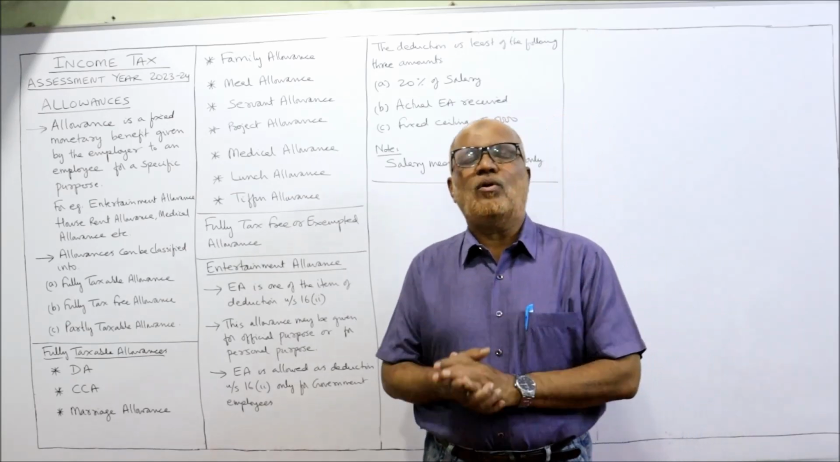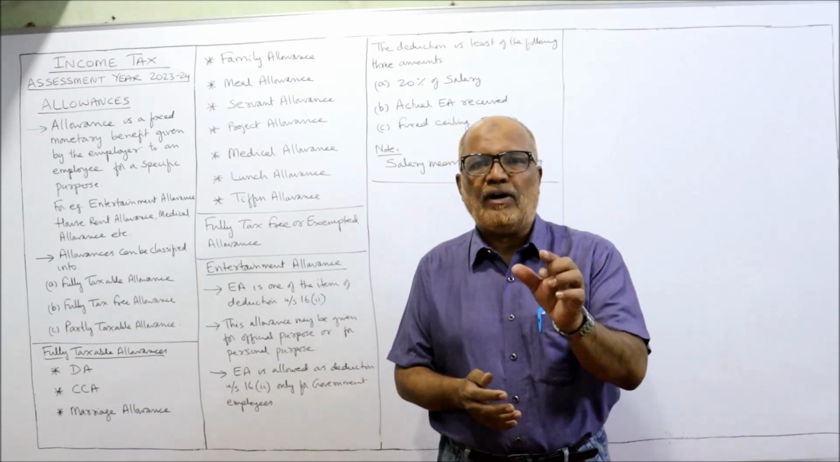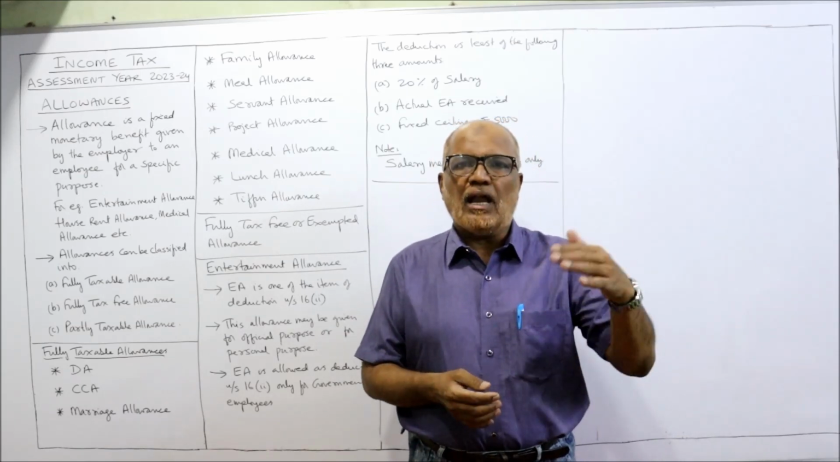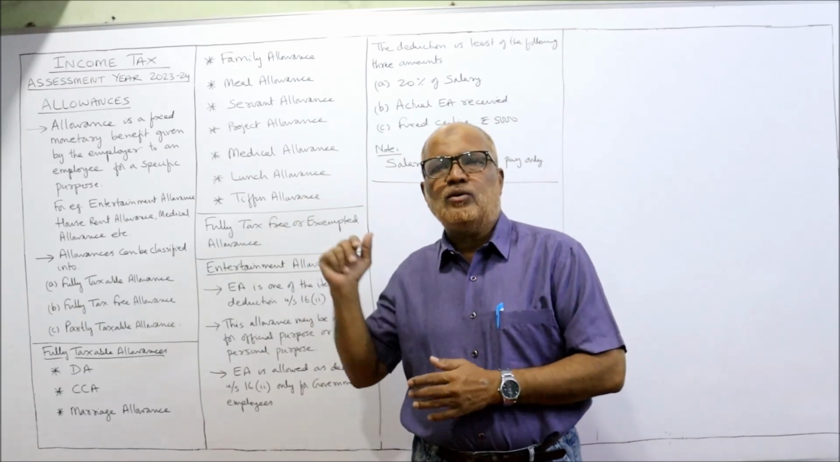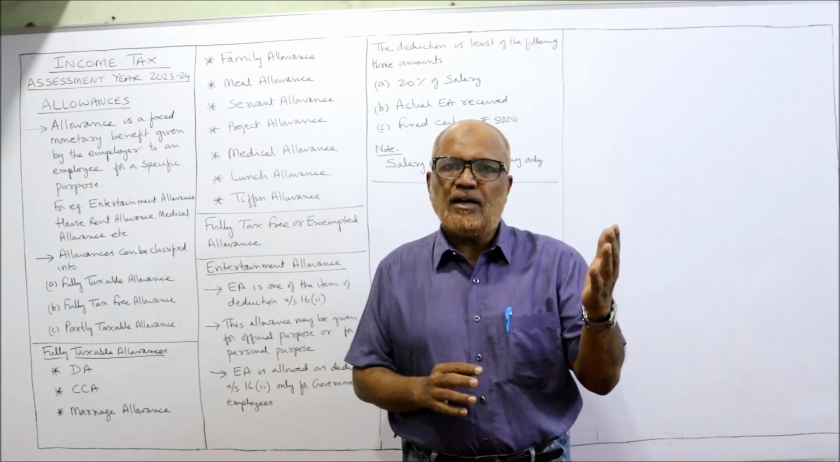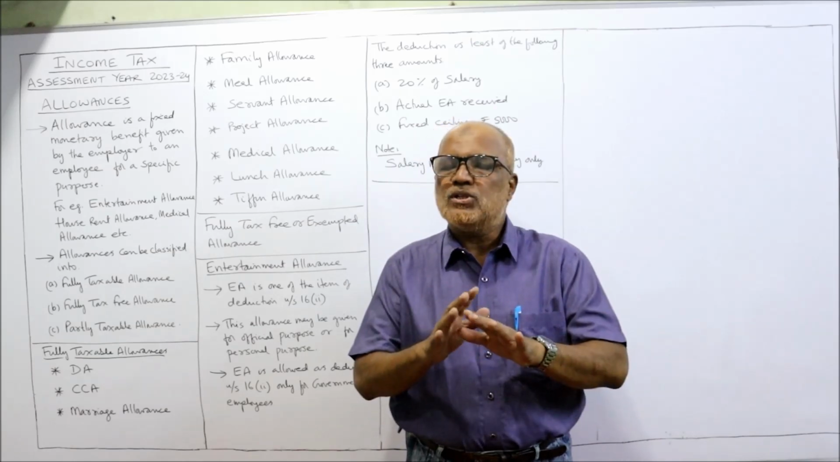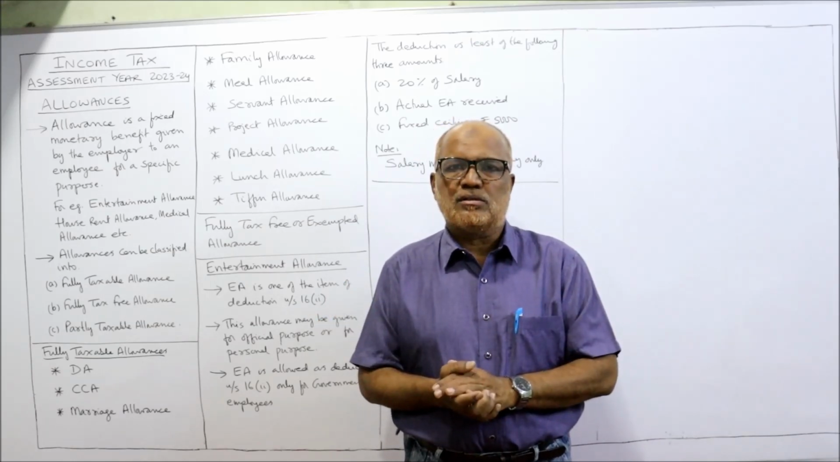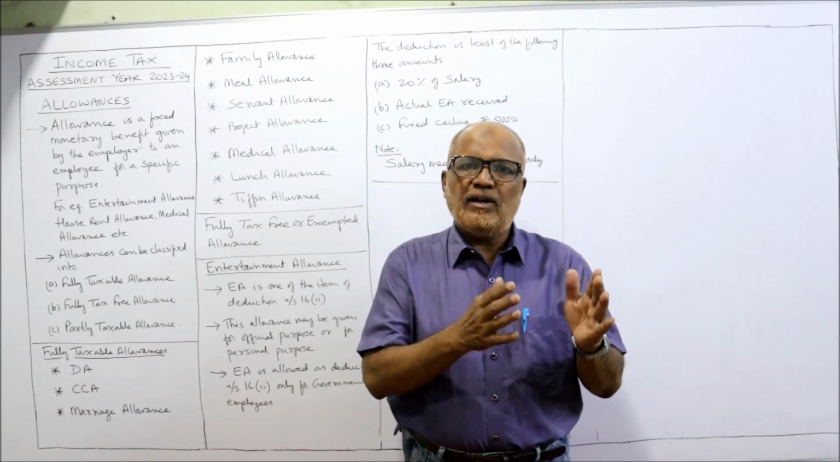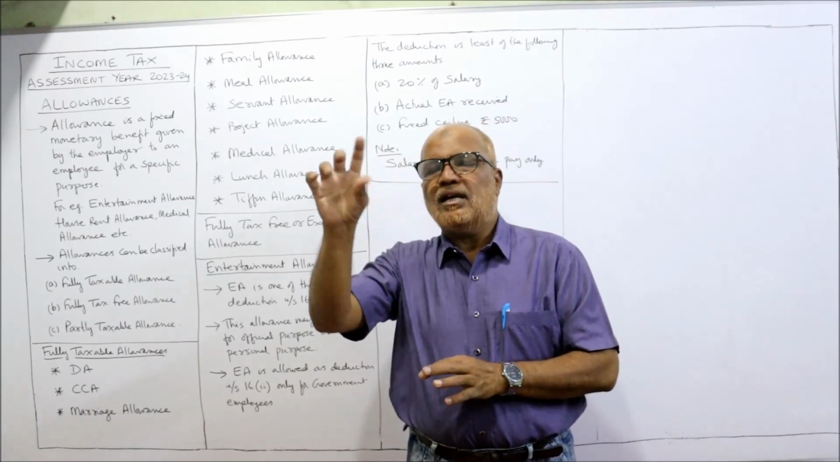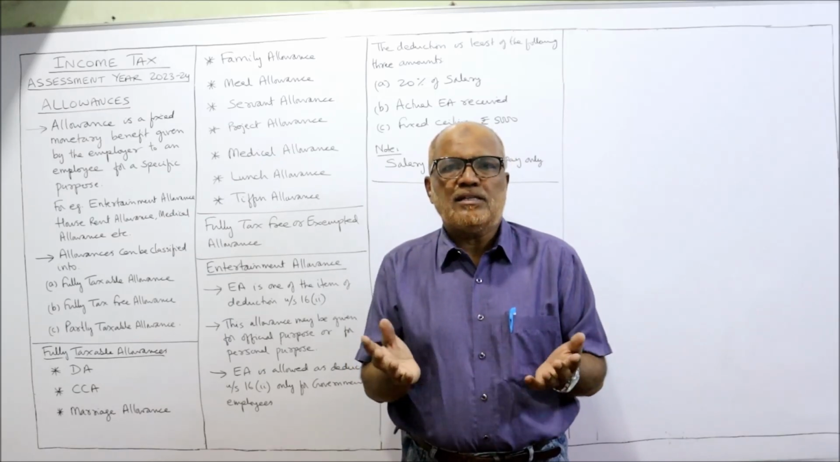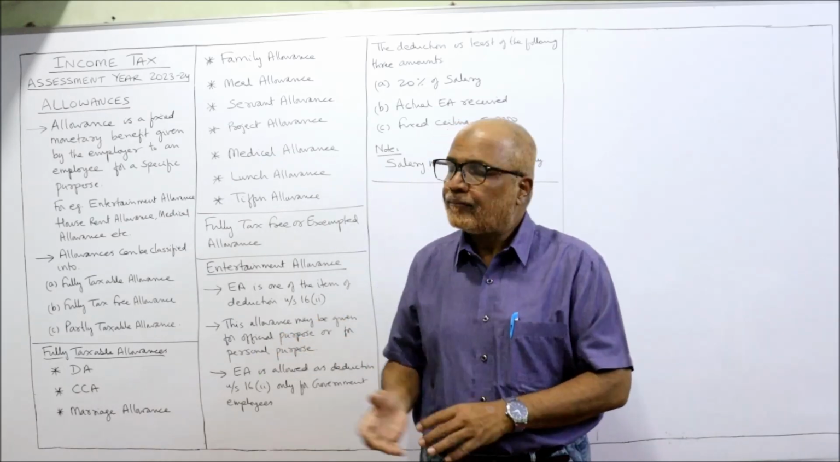Remember, the provisions for computing taxability of allowances are the same for the last assessment year and the current assessment year. The current assessment year is 23-24, whereas the last assessment year is 22-23, and there is no change in provisions. So you can rely on last year's video also. Do ignore it if it says assessment year 22-23. It doesn't matter because the provisions are the same.